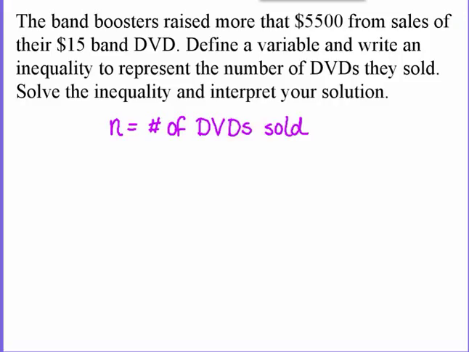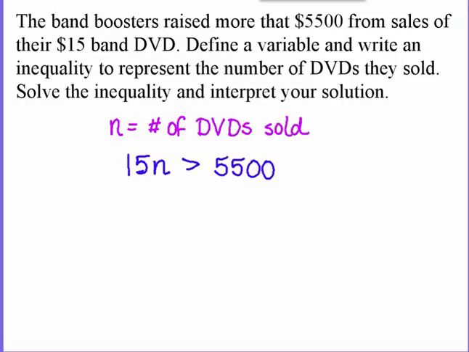Now we need to write an inequality. N times 15, so let's write that as 15N, because that would be how much money they made, is greater than 5,500. So let's review that again. $15 is how much the DVDs cost. N is how much they sold. So you're basically taking 15 times N, that's how much money you make. You know that that is more than 5,500. So there's your inequality.